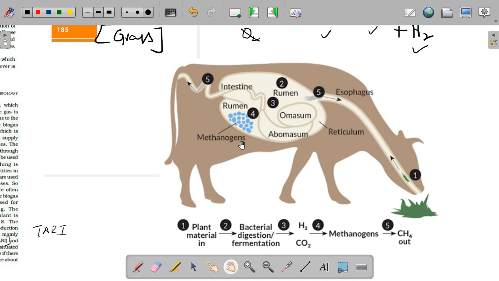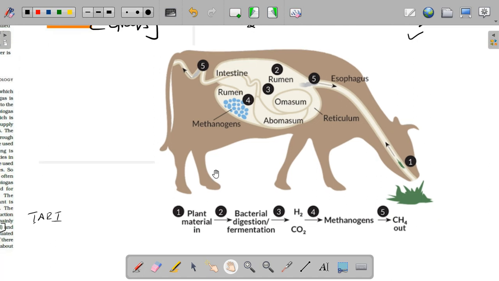You see right over here, methanogens are the bacteria which are present in the rumen of these organisms, especially cattle, where these methanogens act upon the plant material, like cellulose material. Cellulose is the component, the chemical, present in the cell walls of the plant cells, you can say.